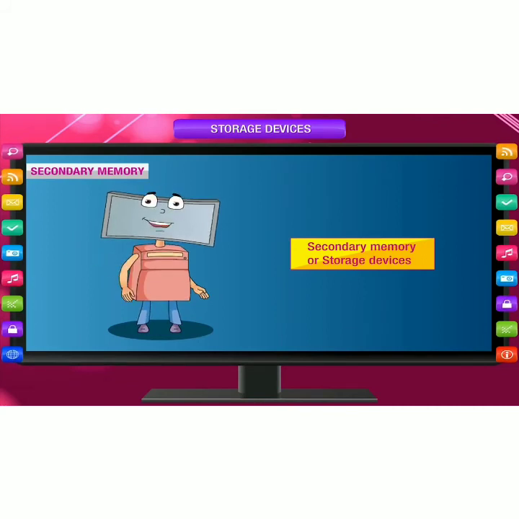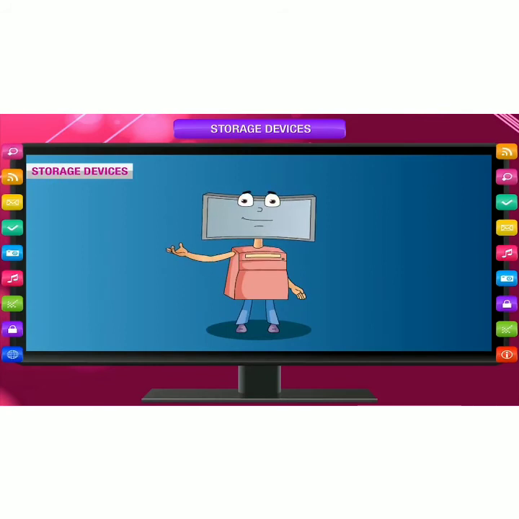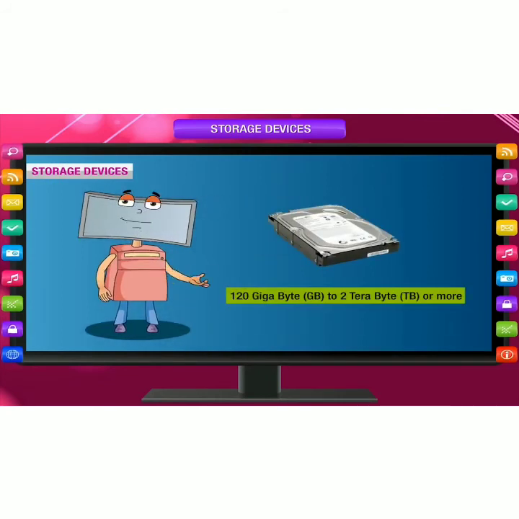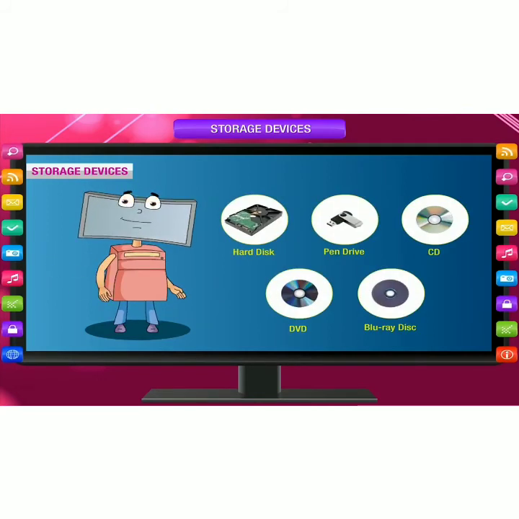Now the second one, secondary memory devices. These devices store the data and information for a longer period of time. For example, CD, DVD, hard disk, and much more. First one, CD and DVD. Do you know what is the full form of CD? CD stands for compact disc and DVD stands for digital versatile disc.